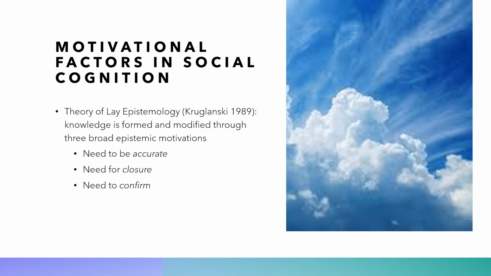According to Kruglanski, that's me guessing how to pronounce his name, there are three broad epistemic motivations. And for anyone who doesn't know what epistemic means, it just sort of means meaning or knowledge gathering. So our first epistemic motivation is the need to be accurate. Our second is the need for closure. And the third is the need to confirm. And we're going to cover all three of these in the next few slides.